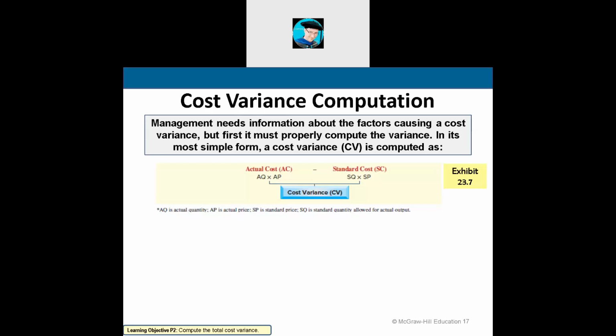I bought 2 kilograms of wood instead of 1, or a kilogram and a half instead of 1. So the actual quantity might be different. Actual price, cost of wood went up. It's $25 a kilogram now. So actual quantity times actual price gets you actual cost. Standard quantity times standard price gets you the standard cost. The actual cost minus the standard cost will give you the cost variance. So see, it's important to understand how to break these down.